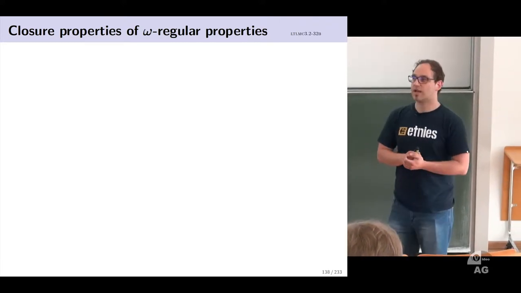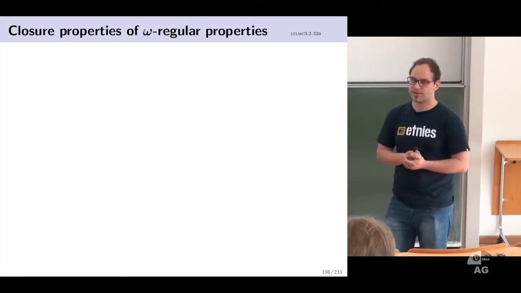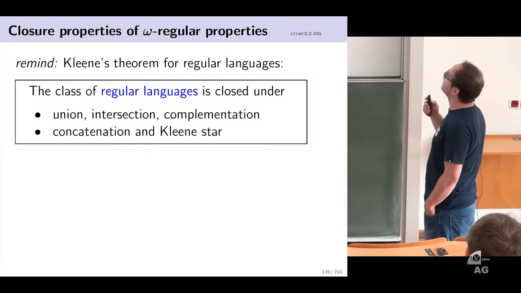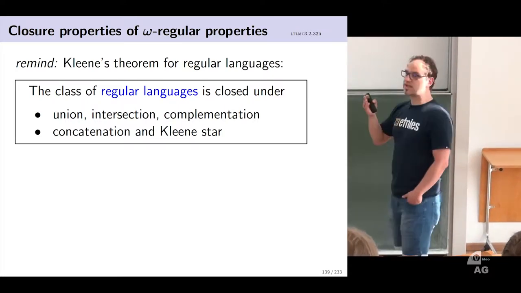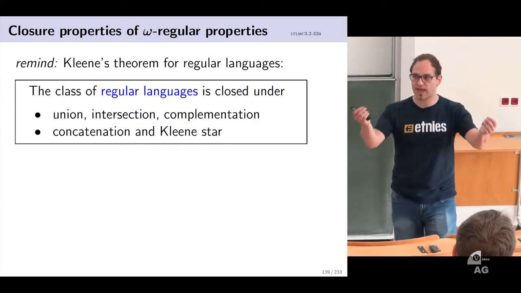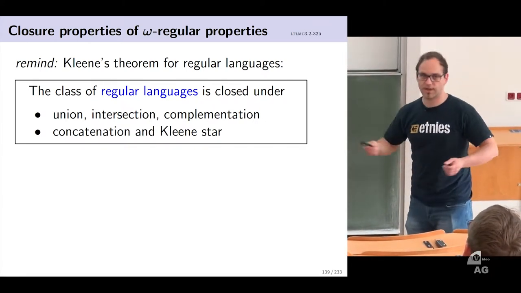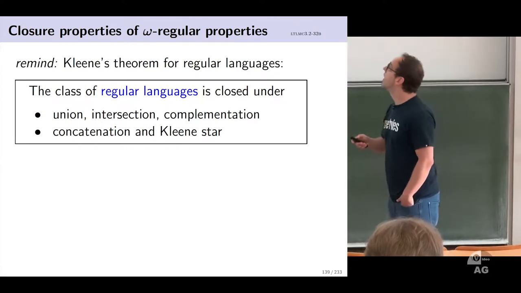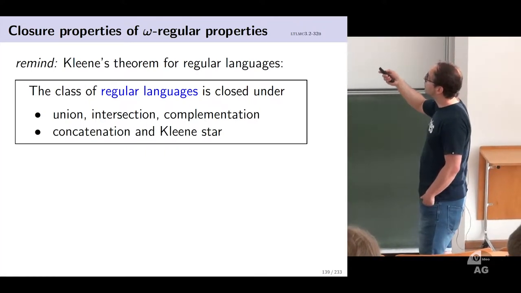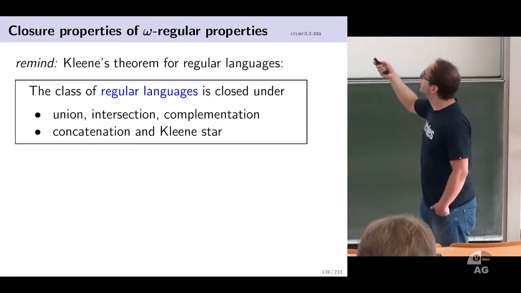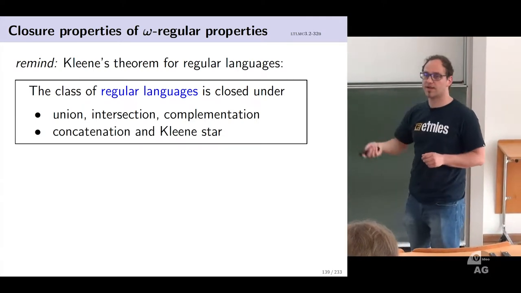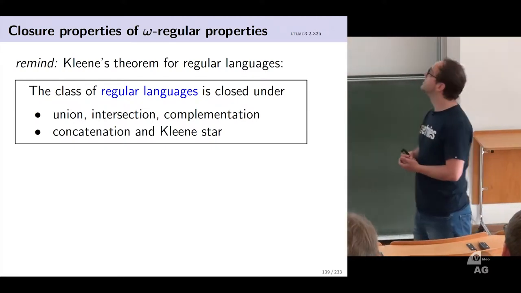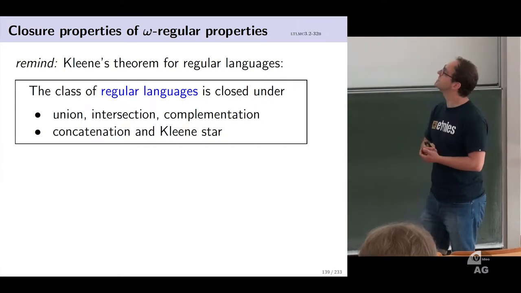And in this lecture now, we're going to take a look at the closure properties of omega regular languages. What does that mean? Well, on languages of finite words, namely regular languages, you all know that they are closed under union, intersection, and complementation. You take any two regular languages, and you build their union, still a regular language. You build their intersection, still a regular language. And you take one and complement it, and you will still get a regular language. In the case of finite words, you also have concatenation and Kleene star, meaning that if you concatenate two languages or you iterate them finitely often after another, then you will still get a regular language. So they are, in some sense, pretty much closed under the common operations.